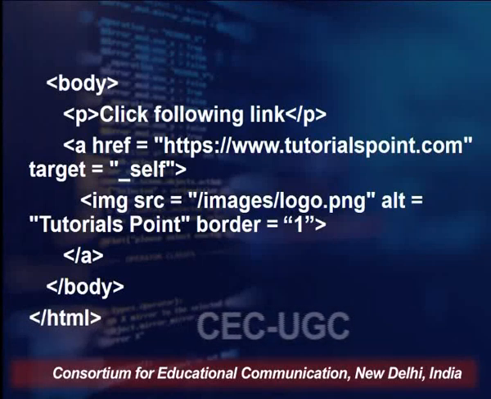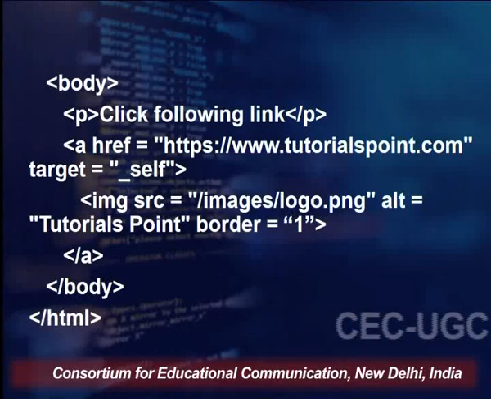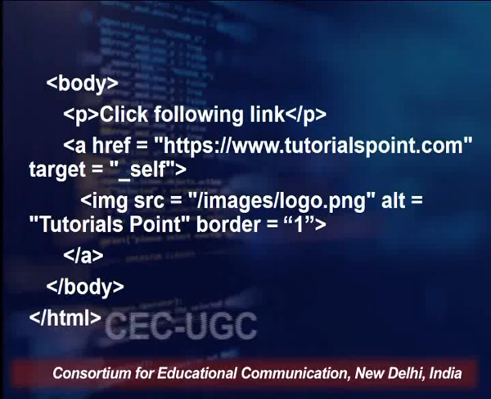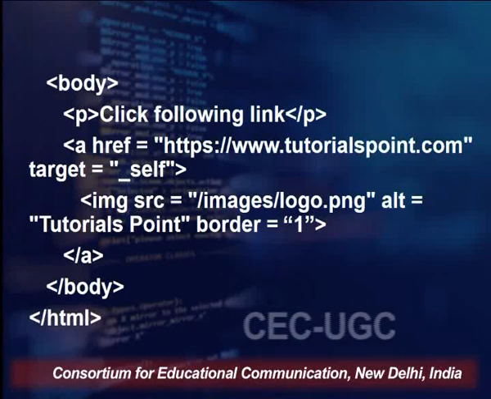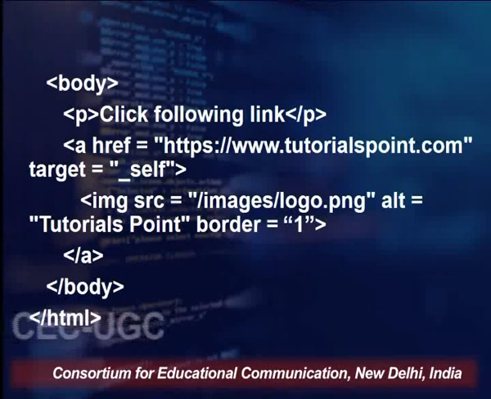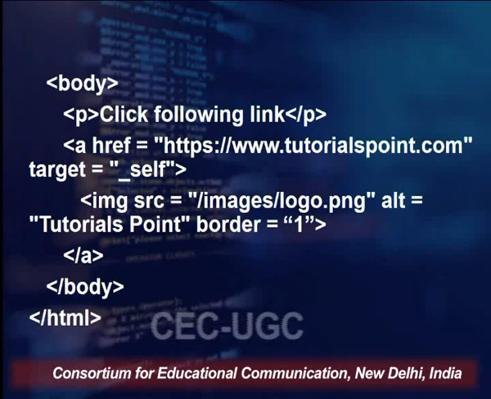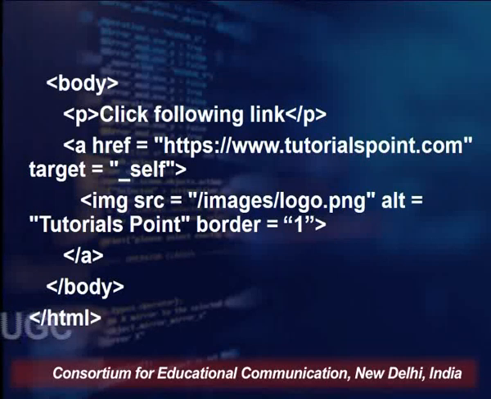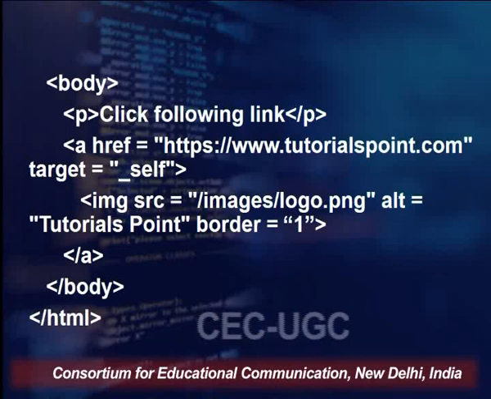then target is equal to self, and instead of any particular text, we have written img src equal to whatever image we want for that particular link. Alternate text we have already seen, and the border of the image is going to be 1. So there will be a border, and then we have closed /a.